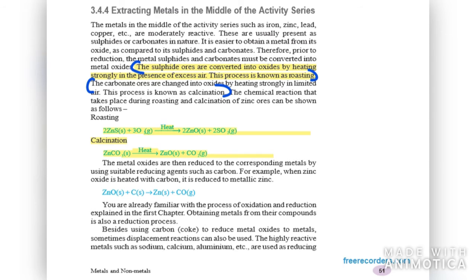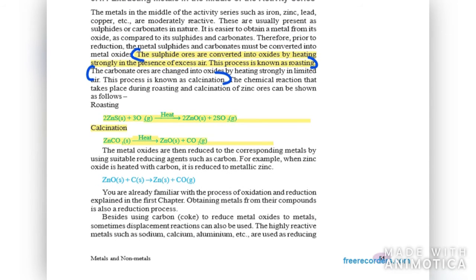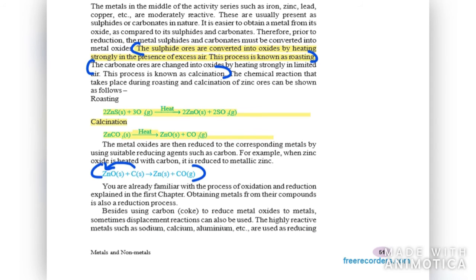Then if you want to reduce metal oxide, it should be done with the help of reduction. Reduction is done with the help of carbon. So if carbon is there, it will displace zinc from it and take carbon monoxide with it. As you know, because carbon is more reactive than zinc, it will displace it. So this is known as a displacement reaction, or it is actually an oxidation and reduction process as well.